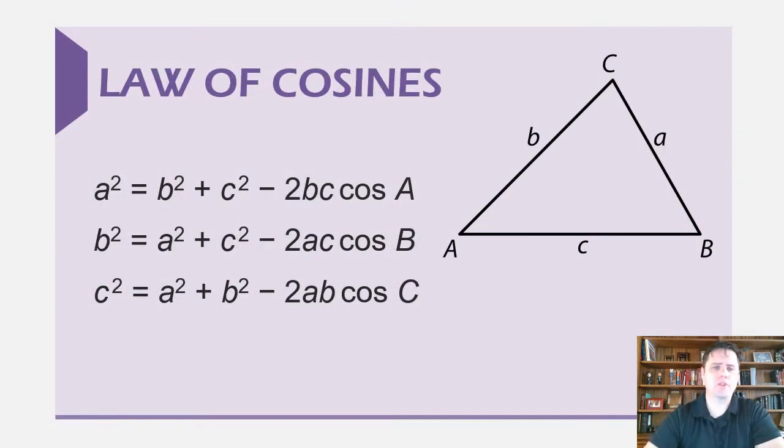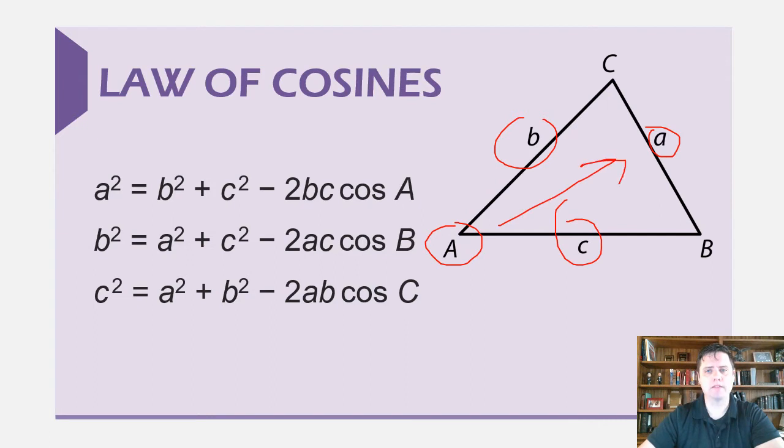So we can rewrite the law of cosines depending on which side we need. Just notice here, a squared: if we're looking for this guy, we need to have the angle opposite it and the two adjacent sides. That's how we would be able to get to the A.